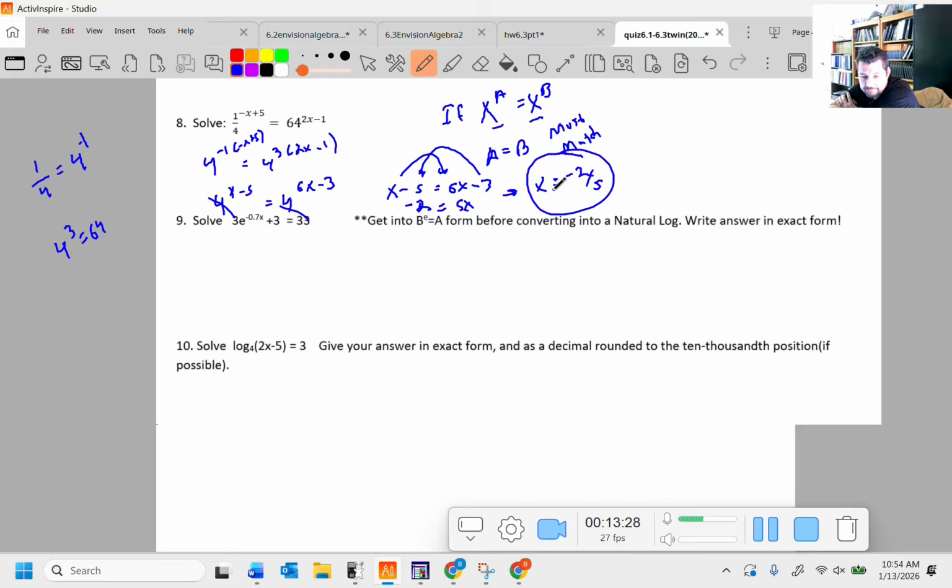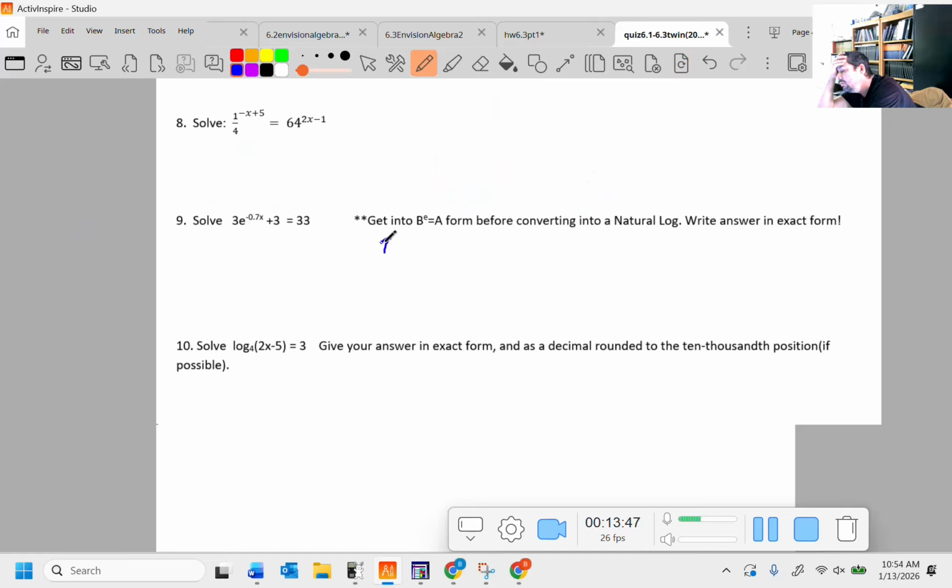Easy peasy lemon squeezy. Number 9, solve 3 times e to the negative 7/10 of x plus 3 equals 33. It says get it into the base equals a form before converting to a natural log. That's a giant hint, because what you always want to do is isolate bases. And this base of e is not alone. You need to subtract 3. That'll give you 30. You'll have 3 times e to the negative 7/10 of x. Then you can divide out your 3. So e to the negative 7/10 of x is actually 10.